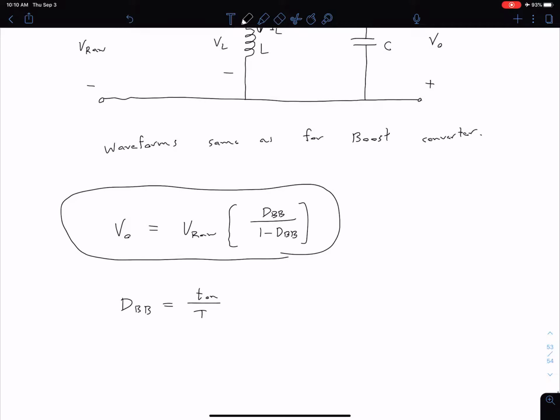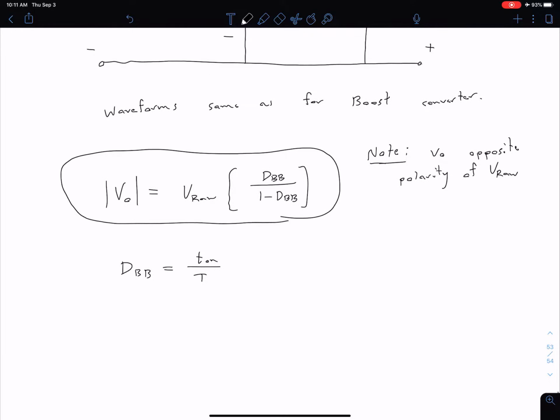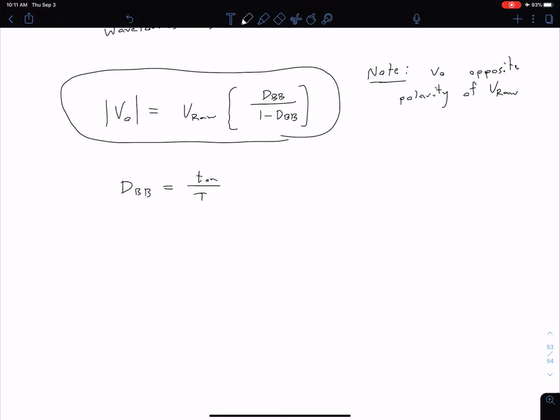One thing to note: this top circled equation for our V out is how it appears in your textbook, but to be technical we should have an absolute value here, because we want to note that our V out has the opposite polarity of V raw. Okay? Our ripple voltage we can define the same way as for our boost converter.